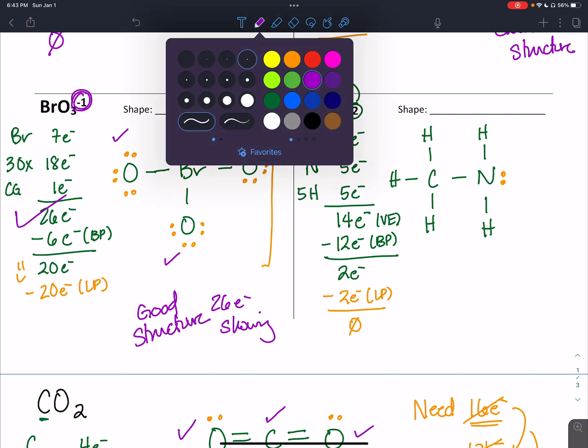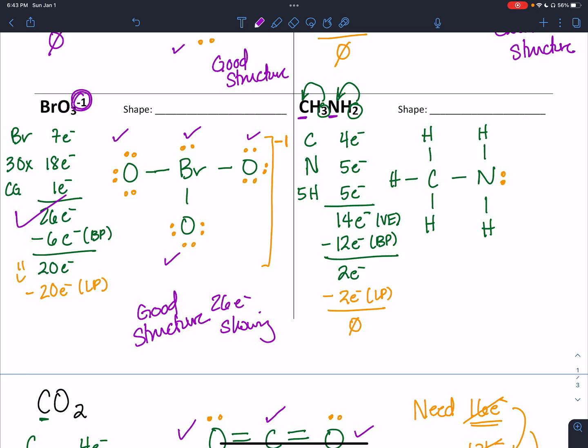So we go back and we start first by counting. So we've got 2, 4, 6, 8, 10, 12, 14 electrons showing, which is what we had to start with. We then check octets. Each hydrogen is good because it has 2 because of the 1 bond. The carbon has 2, 4, 6, 8 because of the 4 bonds. And the nitrogen has 2, 4, 6, 8 because of the 3 bonds and the lone pair. So this is, again, a good structure.